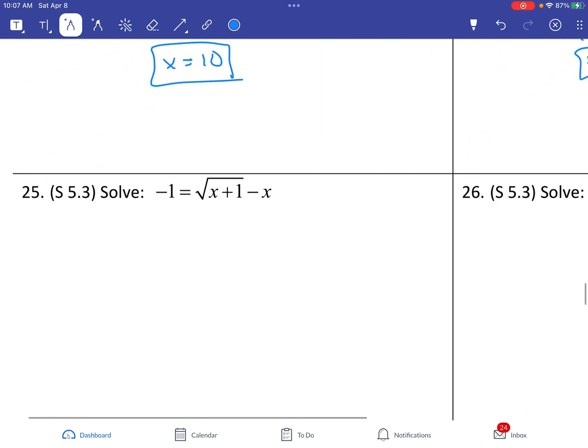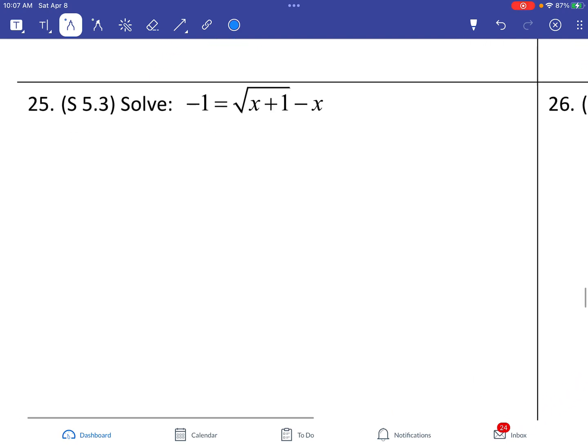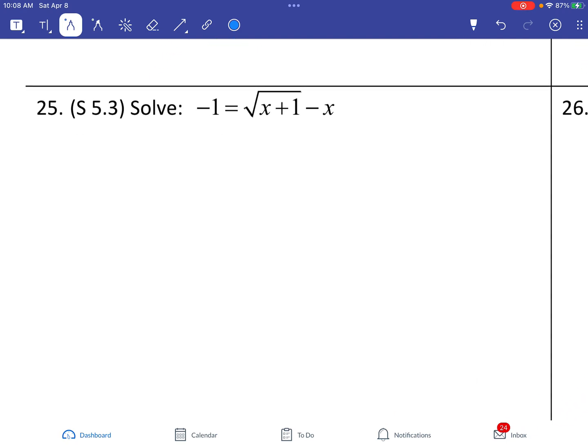Here we go, number 25. Again, before we can square both sides, we have to add the x to get it over to the other side. So we have x minus 1 is equal to the square root of x plus 1. Now we can square both sides. If I square x minus 1, I would get x squared minus 2x plus 1 equals x plus 1 on the right-hand side, when the square root and the square root cancel each other out.